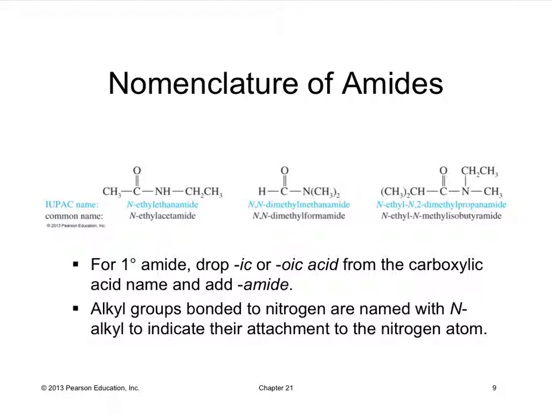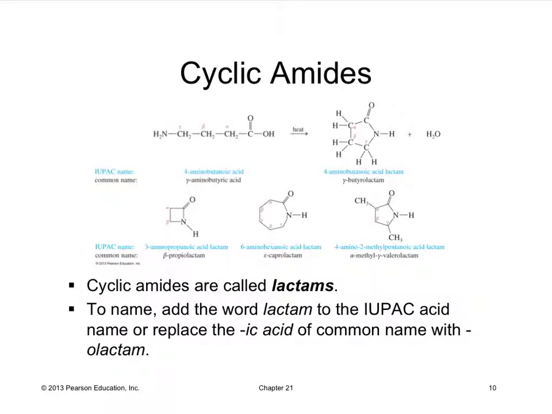This would be 1, 2, right? So that's an ethyl at the N position, so it's N-ethyl. And then this would be ethanamide, so it's N-ethylethanamide. And you can go down these examples. Alkyl groups bonded to the nitrogen are named with an N-alkyl, as I've shown here, to indicate the attachment to the nitrogen. You can also have cyclic amides.